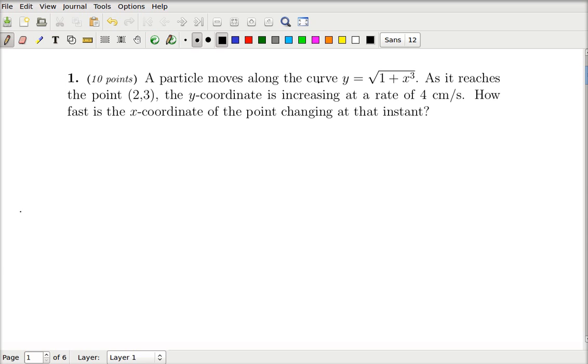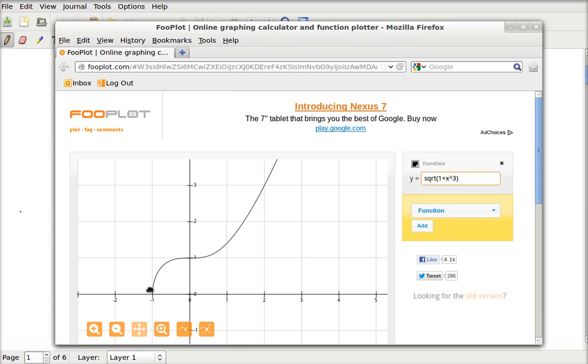So a particle is moving along this curve. As it reaches the point (2, 3), the y-coordinate is increasing at a rate of 4 centimeters per second. So what's that going to look like on our picture? Imagine some little ball moving along this line. We don't know exactly how it's moving. It's moving with time, right? You're supposed to imagine that it's moving as a function of time along this curve.